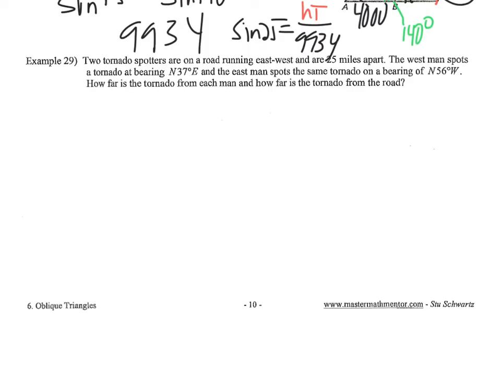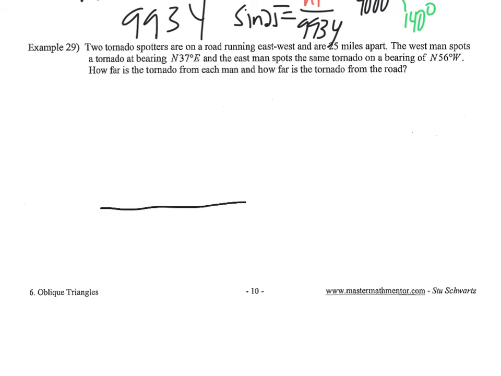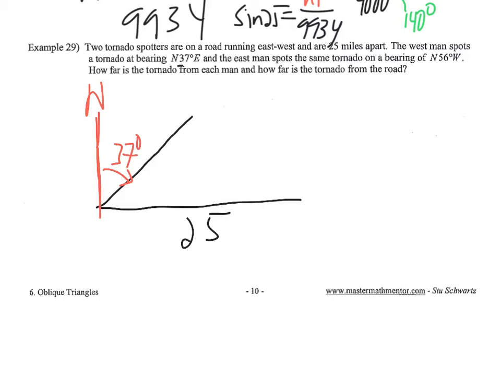Okay, so we've got these people on an east-west road, and they're 25 miles apart. And the west man, when you do a bearing, folks, I wish we could do some compass work outside. A bearing goes due north is here, so that angle is 37 degrees, and then of course that's outside the triangle. So, but let's do another one.